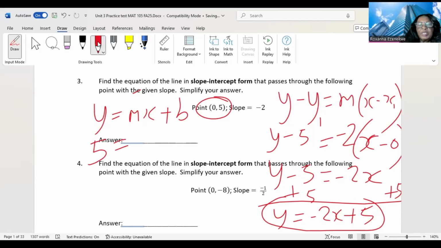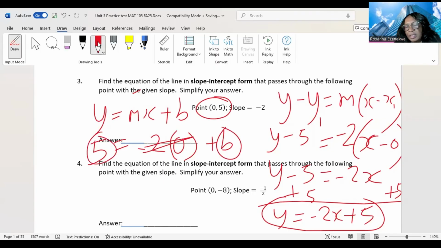And the slope is negative 2, so we put negative 2. And x is 0, so we put 0. Then we are going to be solving for b because we don't know b. So 2 times 0 is 0, and therefore, since this is 0, b is equal to 5. So yes, you can use this method.